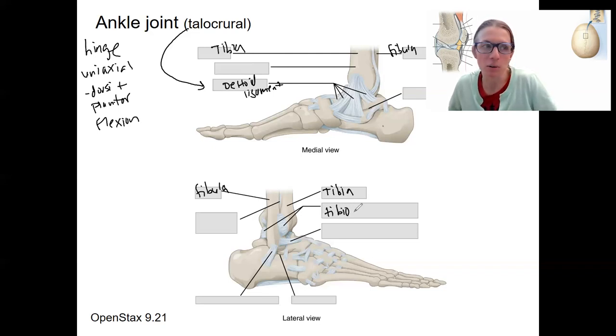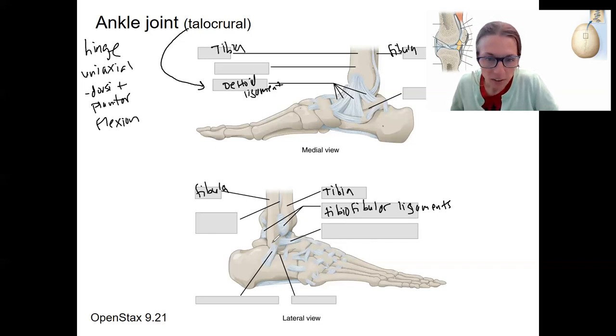I'm gonna call them the tibiofibular ligaments. Ligaments are often named for the two things they connect. So the tibia is attaching to the fibula with these ligaments. That's why they're called that.